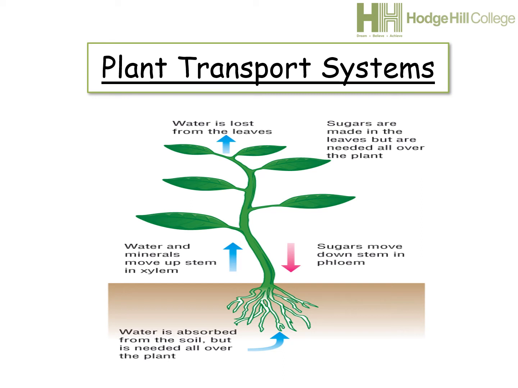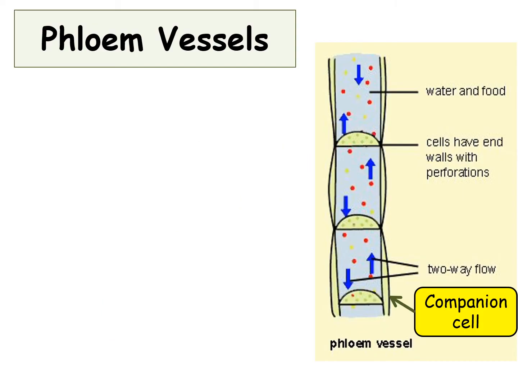In this video, we'll be taking a look at the different plant transport systems that every plant has in place. This diagram that we can see on this screen here might look a bit confusing to start with, but hopefully by the end of this lesson it will be a lot more clear. We're going to start by looking at phloem vessels.